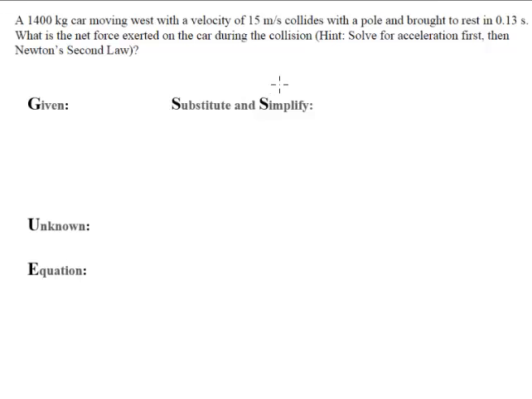So, if I look, there is a car that has 1,400 kilograms, and in the beginning it is moving in this direction at 15 meters per second. But at some point it hits a pole and has a new velocity. It says right here because it's brought to rest, so I know its velocity equals 0 meters per second. I know that the amount of time it happens is in 0.13 seconds. So I think I'm ready to identify some givens.